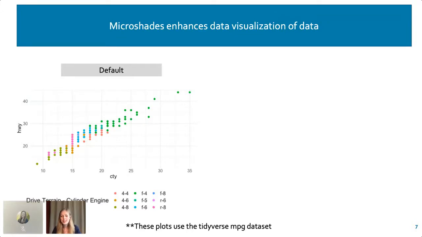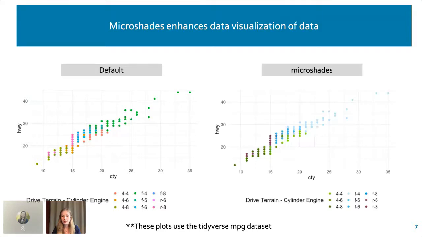This plot examines car fuel efficiency on the highway versus city in terms of miles per gallon. The points on the plot represent a car with a particular type of drivetrain and cylinder engine. This first plot uses a default coloring system, which provides no meaningful order to the coloring. This next plot uses microshades colors, which allows for the viewer to notice trends easier.